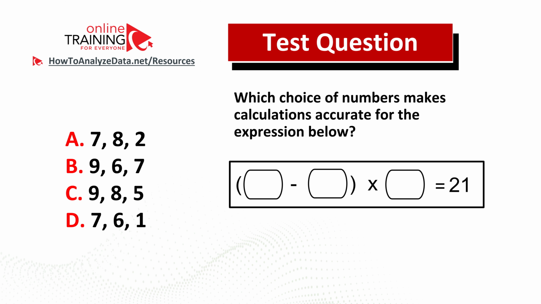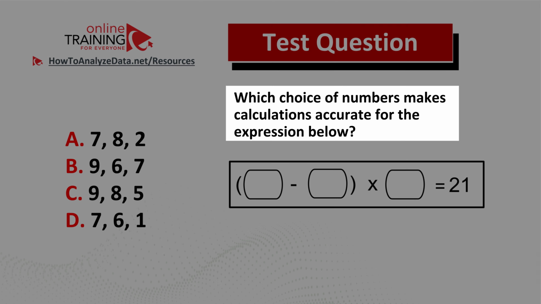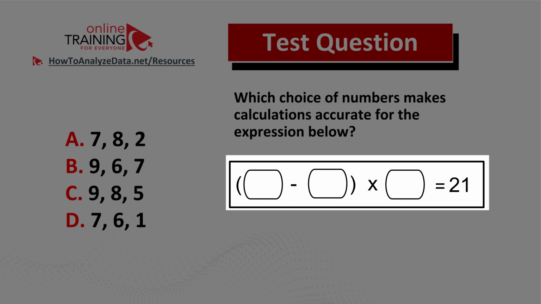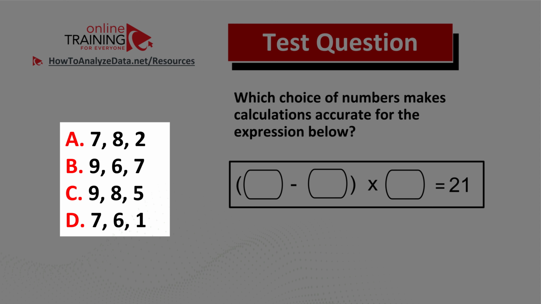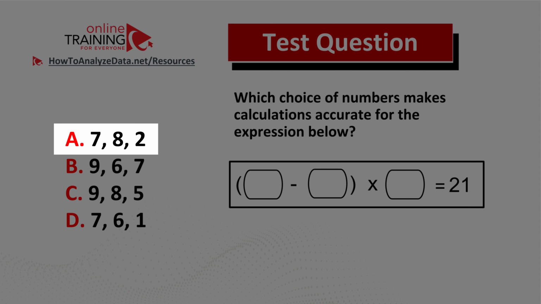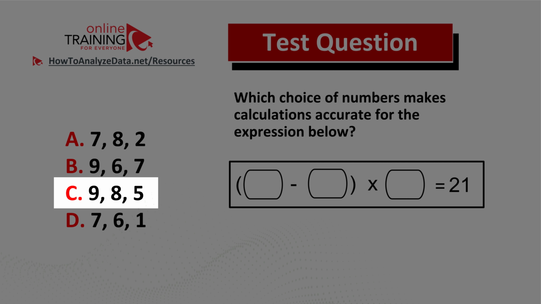Let's look at the interesting problem, which tests your ability to do mental math. Which choice of numbers makes calculations accurate for the expression below? And you have an expression with two numbers in parentheses, second number subtracted from the first number, multiplied by the third number. And the result of the expression is equal 21. You have four different choices: choice A 782, choice B 967, choice C 985, choice D 761.